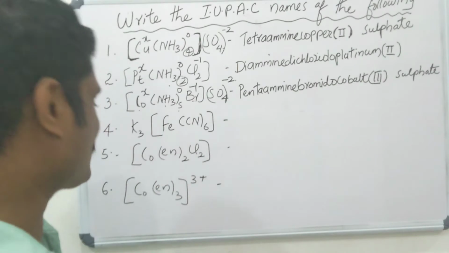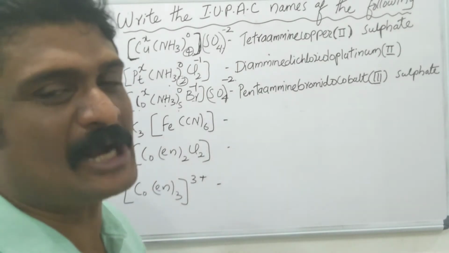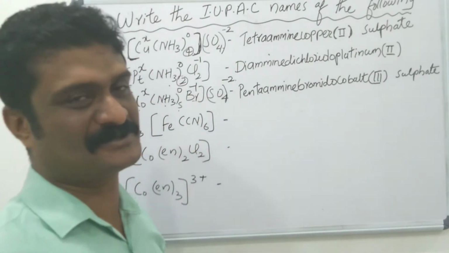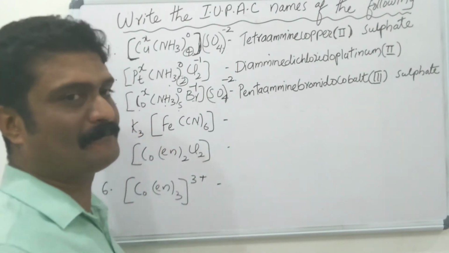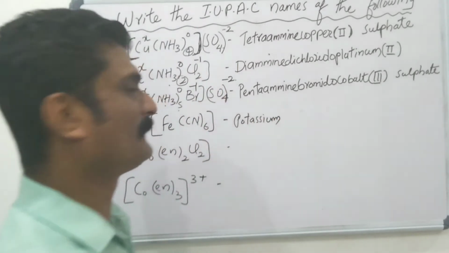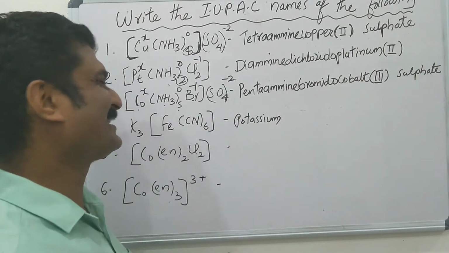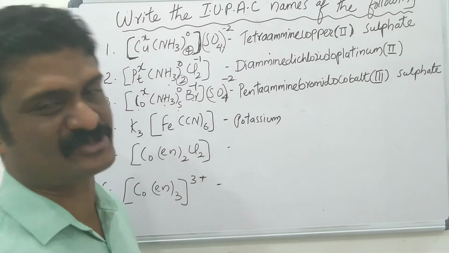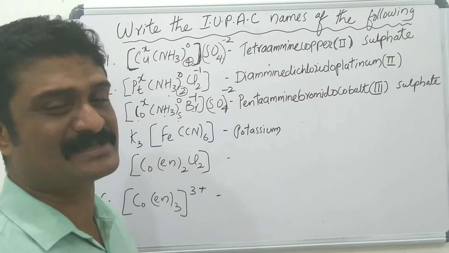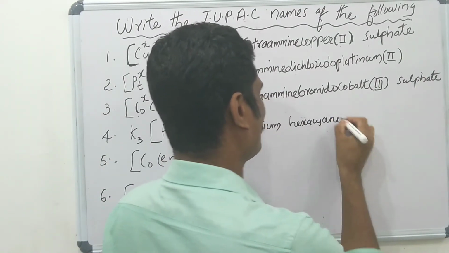Then next, K3[Fe(CN)6]. Here the counter ion acts as the positive part. Potassium acts as the positive part. Potassium. Then a gap. Then we can name the negative part. Here the coordination entity acts as the negative part. Ligands are named first. CN minus is cyanido, 6 CN minus, so hexacyanido.